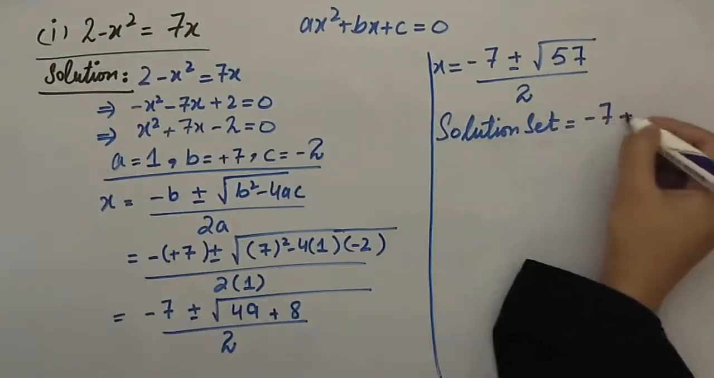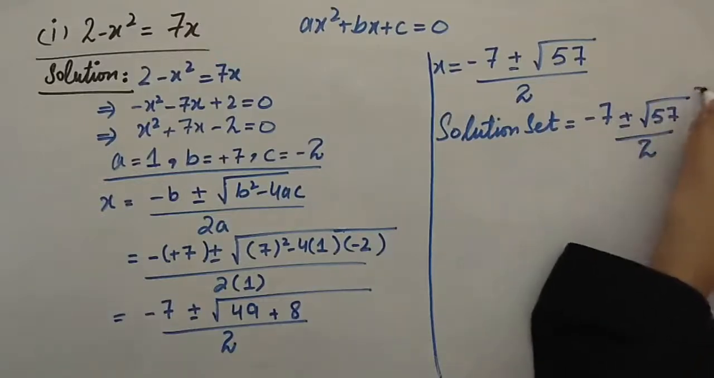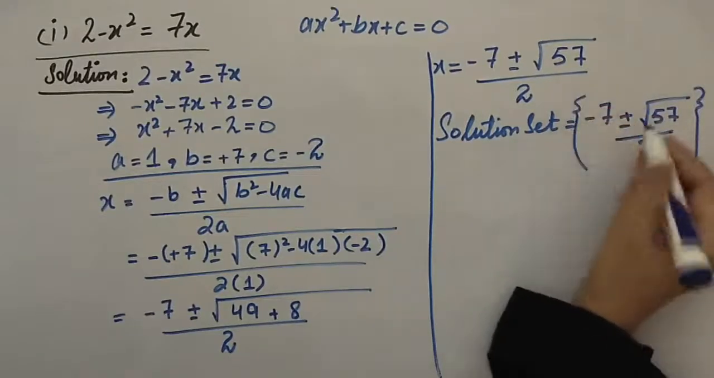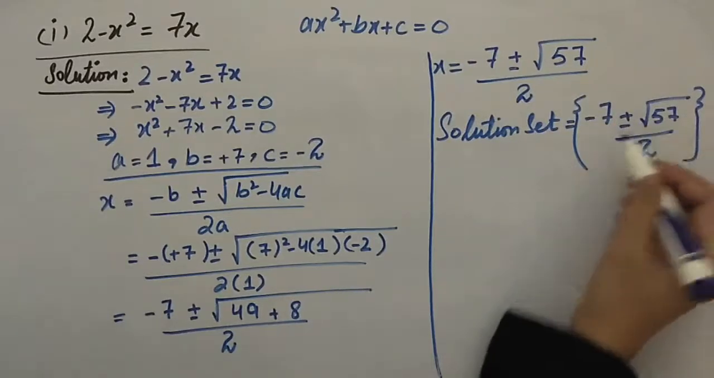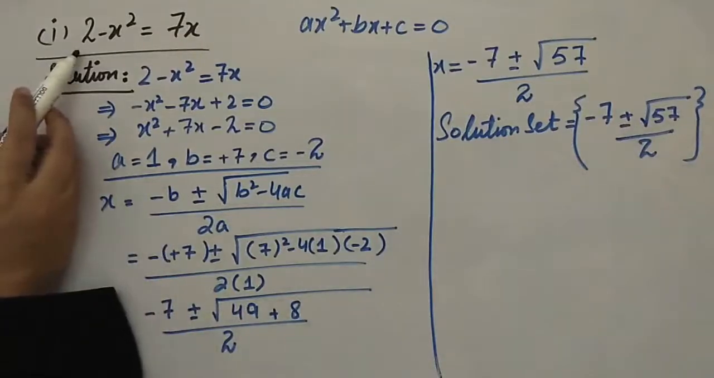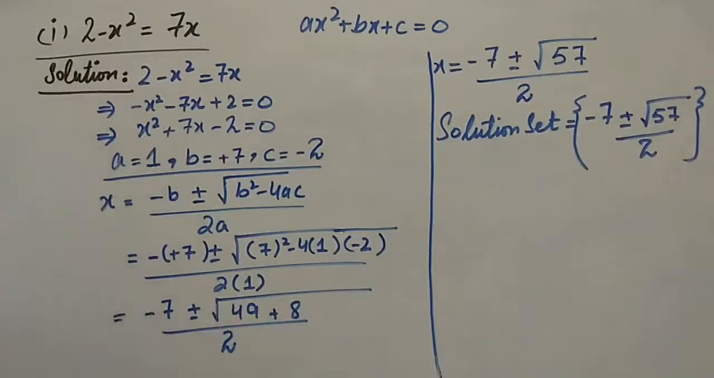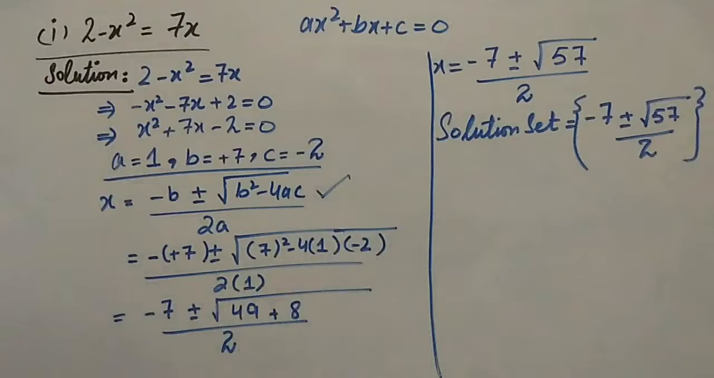Minus 7 plus minus 57 over 2. Here we have two values of x. One is with positive sign and one is with the negative sign. So this is the answer of this quadratic equation. Clear? So what we did, we used the quadratic formula to solve the quadratic equation. Clear? So now we will solve question number 3.